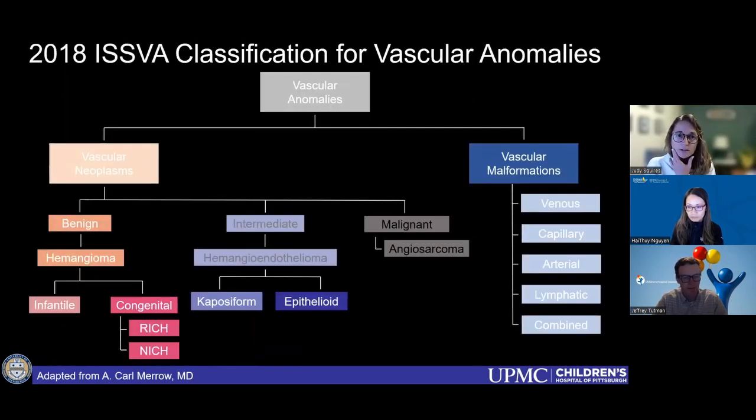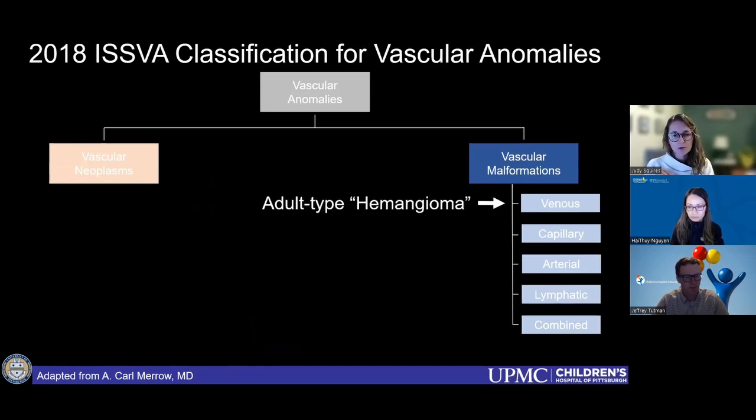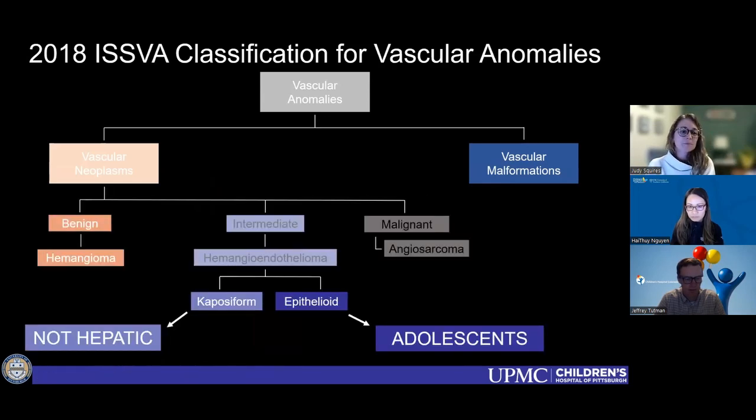So just quickly, a fast review of our vascular anomalies. What we call hemangiomas in adults are not actually vascular neoplasms. Those are vascular malformations, and they're usually venous malformations. There's some confusion based on the old WHO classification of hemangioendothelioma versus congenital hemangioma and infantile hemangiomas.